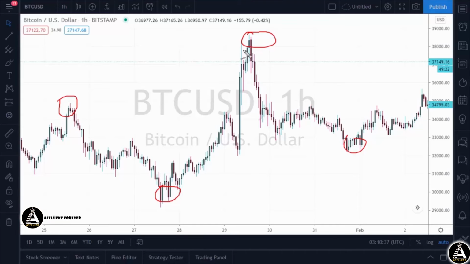There's a high, there's a low, there's a higher high, there's a lower low. So that is an uptrend. Granted, it's not always going higher, but when you extrapolate this out to, say, a daily chart or a weekly chart, it begins to look more like this.